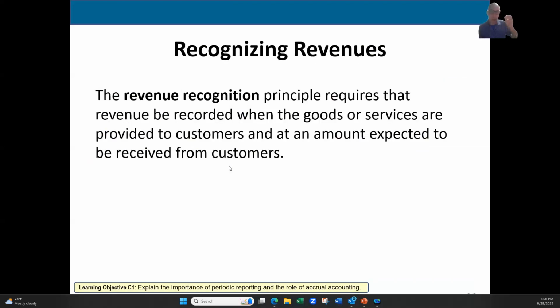So what about revenue? We recognize revenue at the time that we've delivered the good or the service to the customer. It's based at the amount that we expect to receive from our customer. That is the revenue recognition principle we talked about last week. It's also known as the matching principle, right?